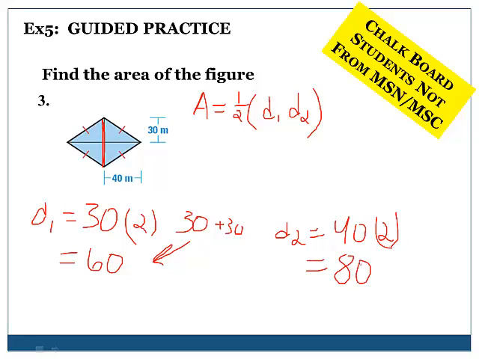Now, since we have our entire diagonal length, we can plug these into our formula. We will have 1/2 diagonal 1, which is 60, multiplied by diagonal 2, which is 80. And if we multiply this all out, we should get 2,400 meters squared.